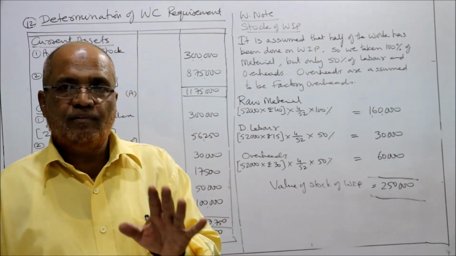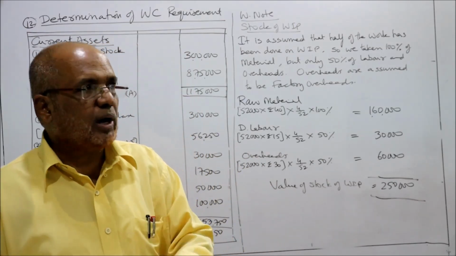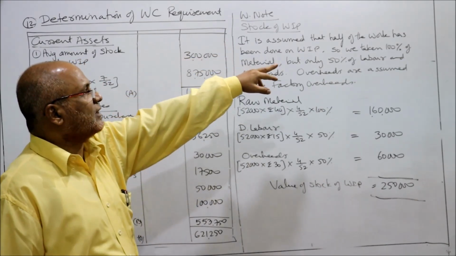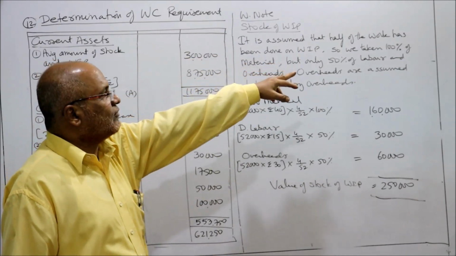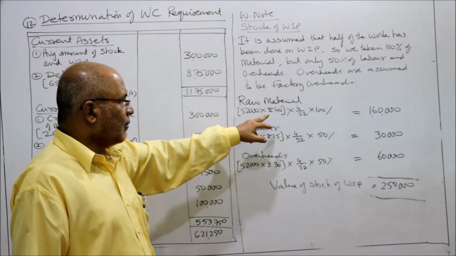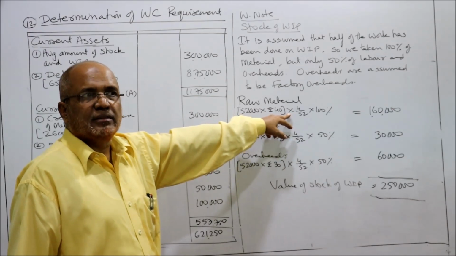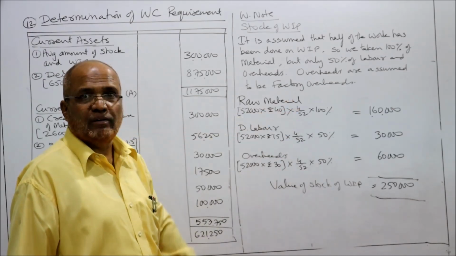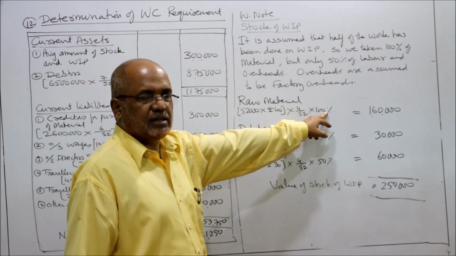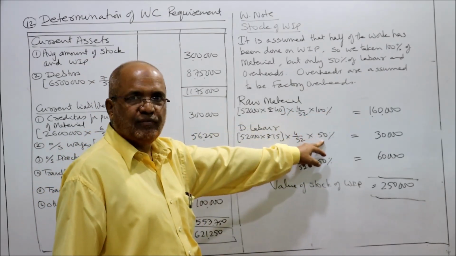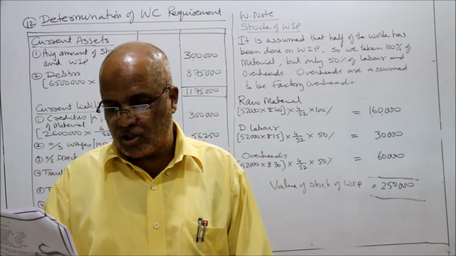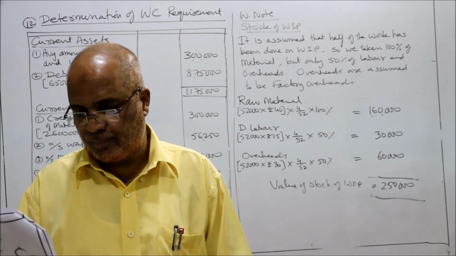Again I repeat, whenever we calculate value of stock of WIP, you should write this sentence: it is assumed that half of the work has been done on WIP, so we have taken 100% of material but only 50% of labor and overheads. Raw material, here it is given half month. Half month means 0.5 by 12. We will multiply 0.5 by 12 into 100% for material, 0.5 by 12 into 50% for labor, and 0.5 by 12 into 50% for overheads. That is the only complication. Carefully you have to do.